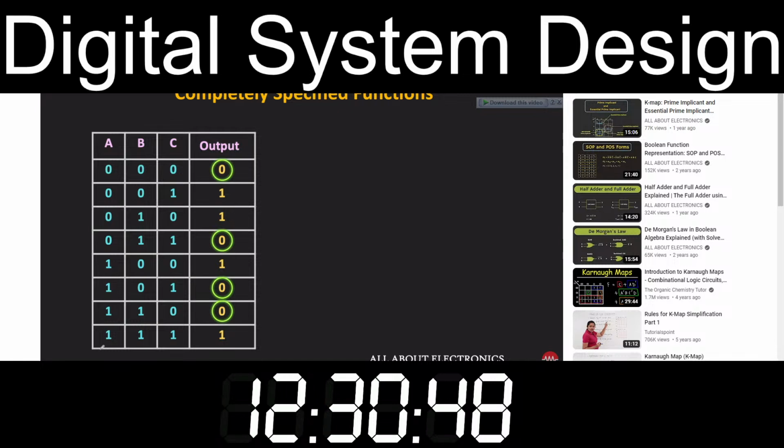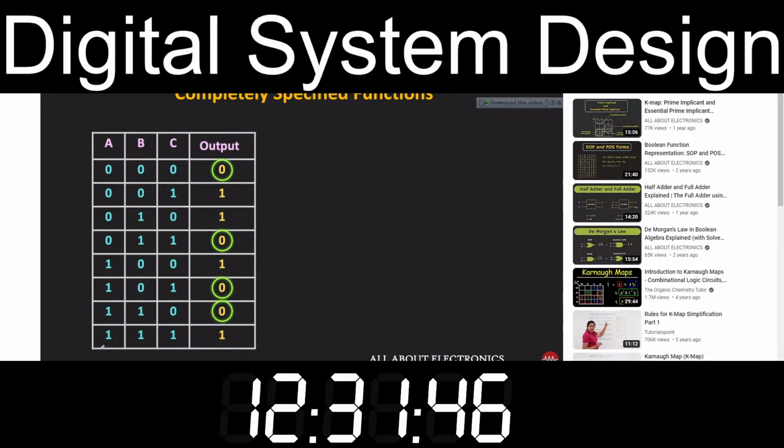The Boolean functions which we have discussed were actually completely specified functions. That means for such functions, the output is equal to 1 for certain input combinations, while for the remaining input combinations, the output is equal to 0. Or in other words, for all input combinations, the output is well defined and it is equal to either 0 or 1.